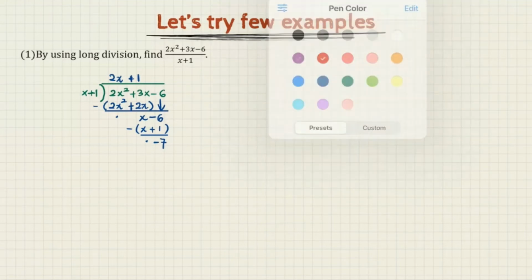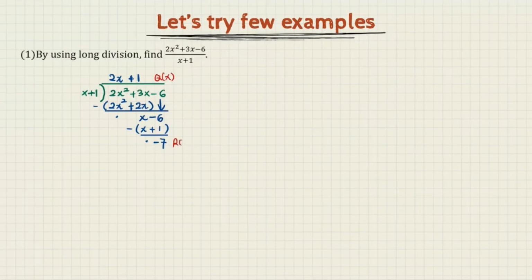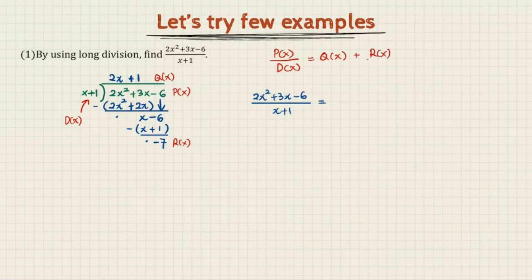Okay, wait. So this is our Q of x. This is our R of x. This is our P of x. And here is our D of x. Okay, so let's say I want to write the answer in a form with the division. So 2x square plus 3x minus 6 over x plus 1 will be equals to, as we started earlier, P of x over D of x equals Q of x plus R of x over D of x. So on top, 2x plus 1 plus, but here we have negative 7, so I put minus in front. So minus 7 over D of x, which is x plus 1. Okay, so this is the first way of writing.